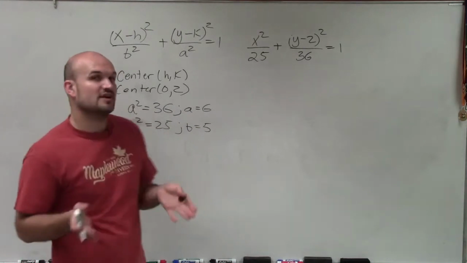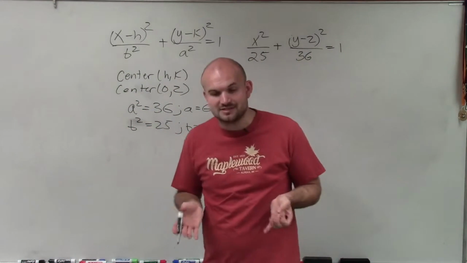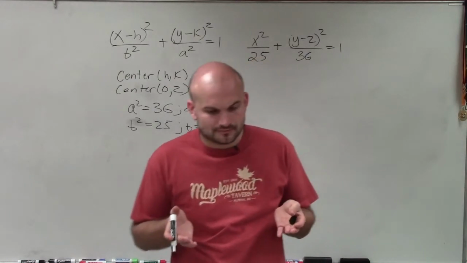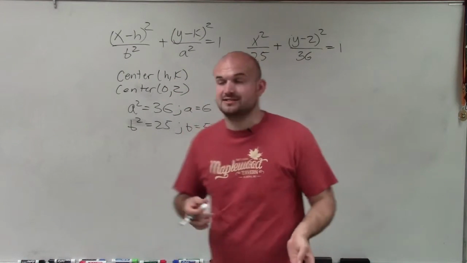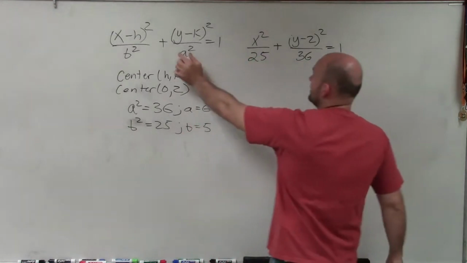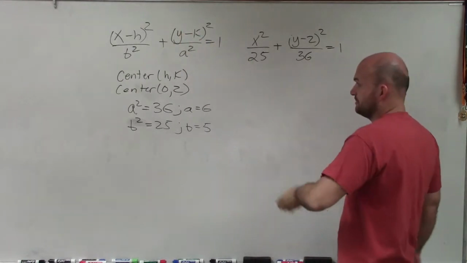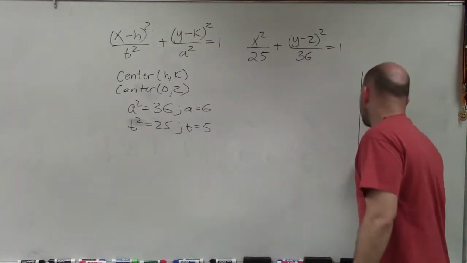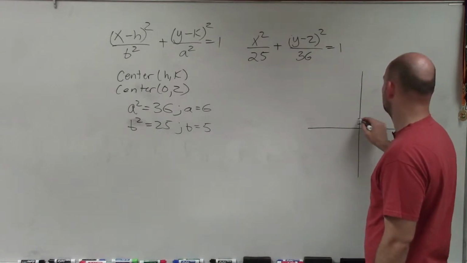Okay? So these are very important because remember, not only is the center obviously the center of the axes, but the vertices and the foci all lie on that major axis. And since we know that a, the distance from my center to my vertices, is under the y, that major axis is going to be vertical. So let's go ahead and graph where the center is going to be, which will be at 0, 2.